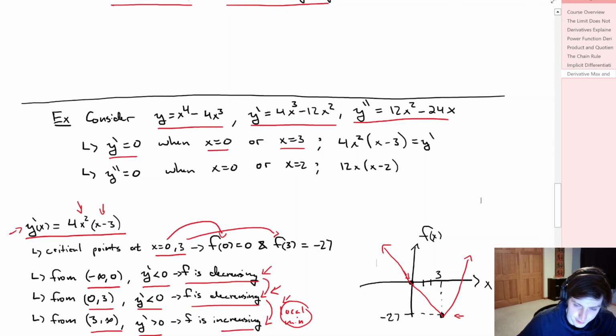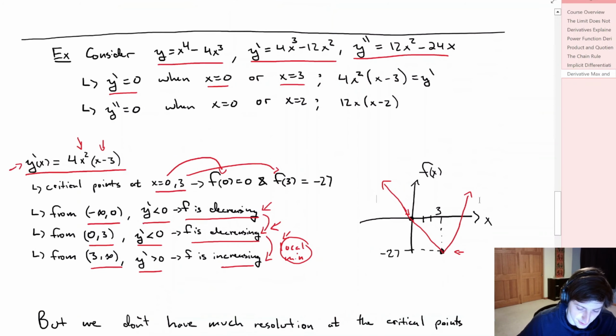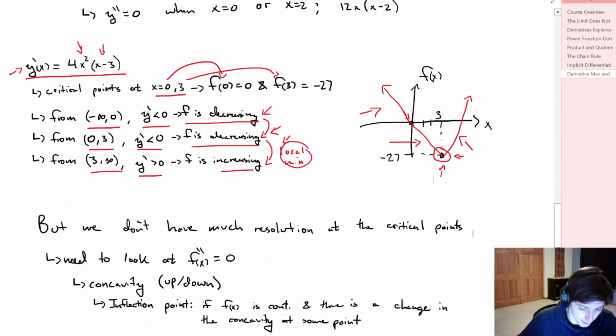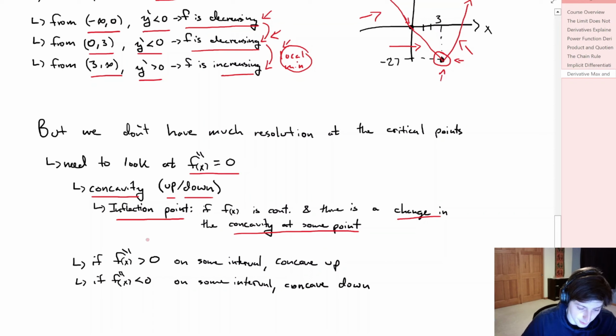And this is a good starting point, but we don't really have much resolution at those critical points. We don't really know what the shape of the function looks like. And that's when we need to start looking into the second derivative and when that's equal to 0. And this is going to refer to what we're going to define as the concavity. So we can have an upward or a downward concavity. And this is going to get us into inflection points. So our rules look like this. If that second derivative is greater than 0 on some interval, we're concave up. Less than 0, then we're concave down.